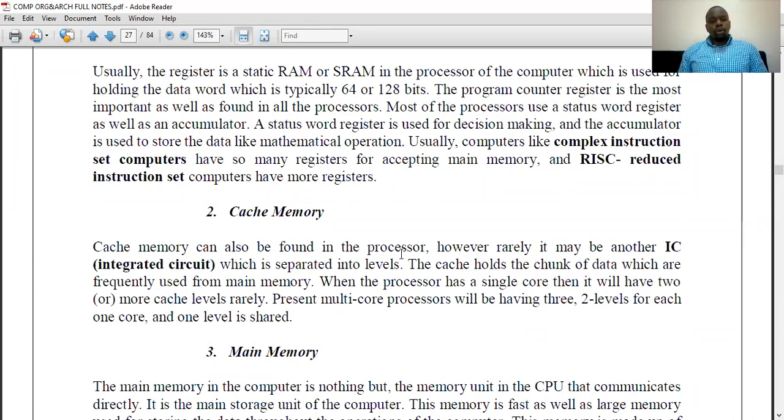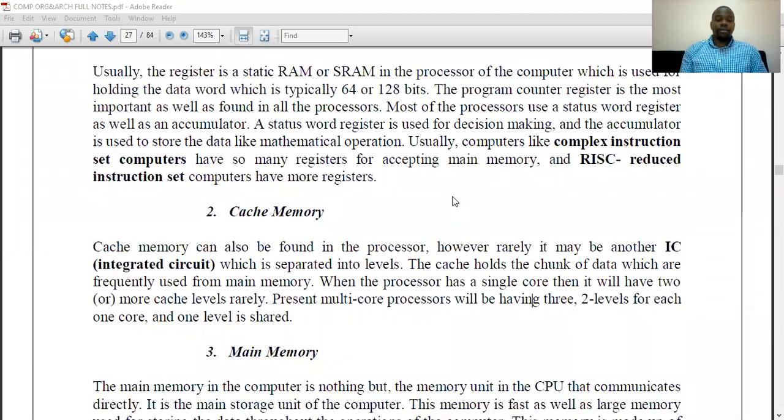Okay. So when the processor has a single core, it will sometimes have 2 or more cache levels, but multi-core processors will have 3, and some will even have more. Basically, a cache memory works like a backup for the main memory, and the main memory here is the RAM. It works the same way as the main memory; its functions are the same as the main memory.